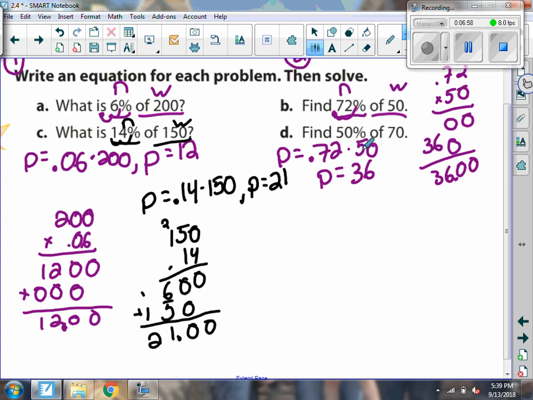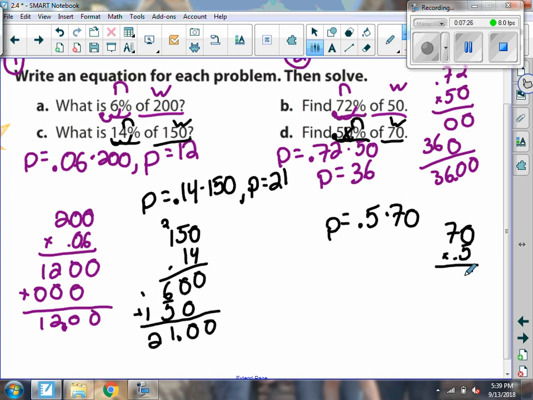And then my last problem, find 50% of 70. So 50% is my N, and 70 is my whole. So this will be P is equal to 0.5, because I moved my decimal 2 places to the left. And when I move it 2 places to the left, I don't have to write this 0. So I can just put 0.5 times 70. So there's my equation.